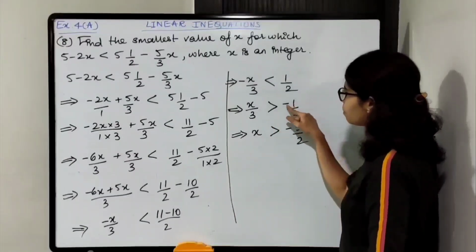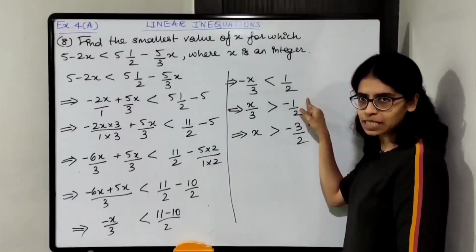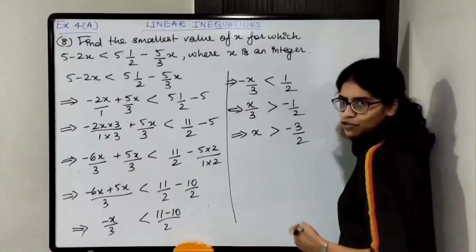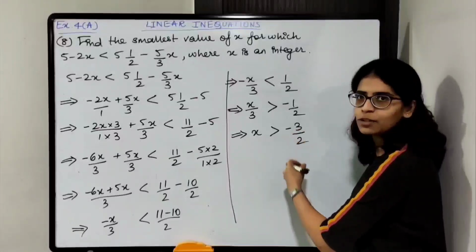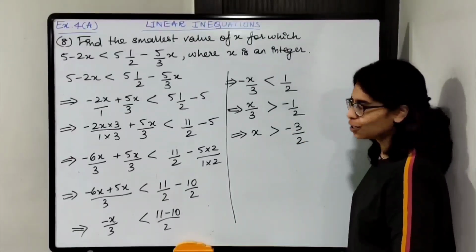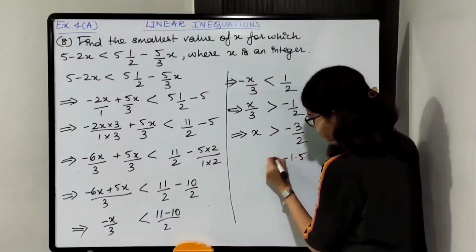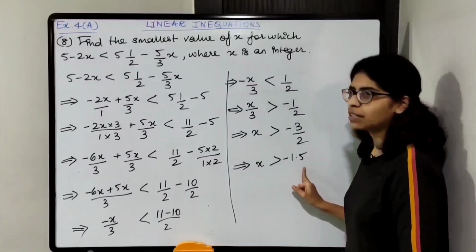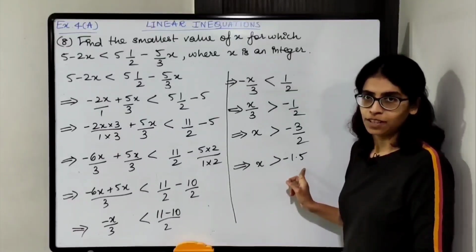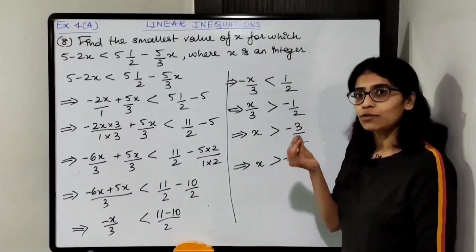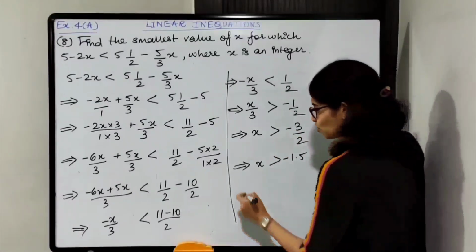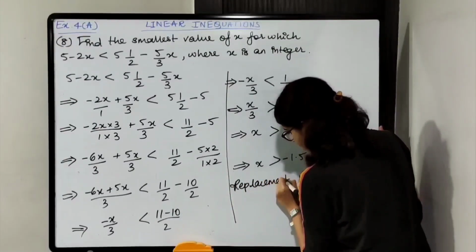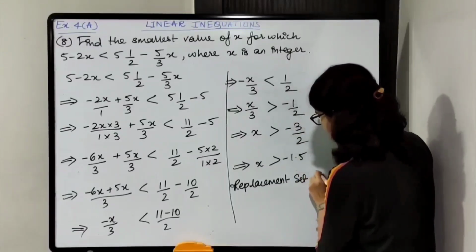This will go in numerator. Minus 1 into 3 is minus 3. So minus 3 by 2. So we are getting a fraction. Minus 3 by 2. 3 by 2 क्या होता है? 1.5. So minus 1.5. Okay. So x is greater than minus 1.5. What is the replacement set? You have to choose the values from that. So replacement set क्या है? Let's see. Now we'll see replacement set क्या है.